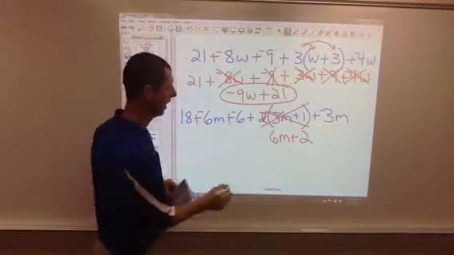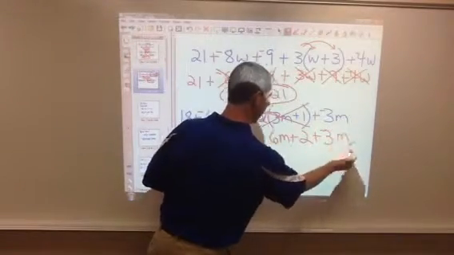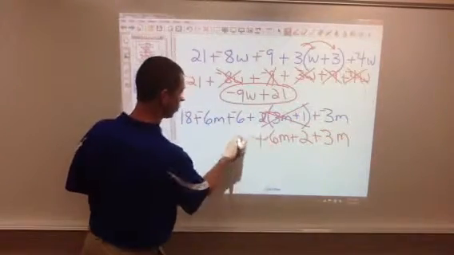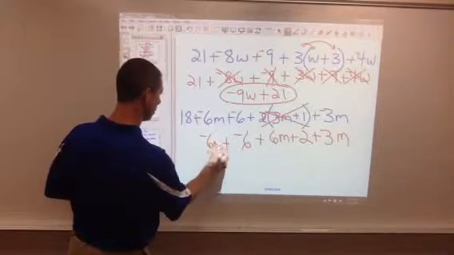Done. Okay, now I can transfer everything down like I did on the other problem. And make sure when you transfer things down, you transfer them down correctly. Any little mistake is going to cause you to get the wrong answer.